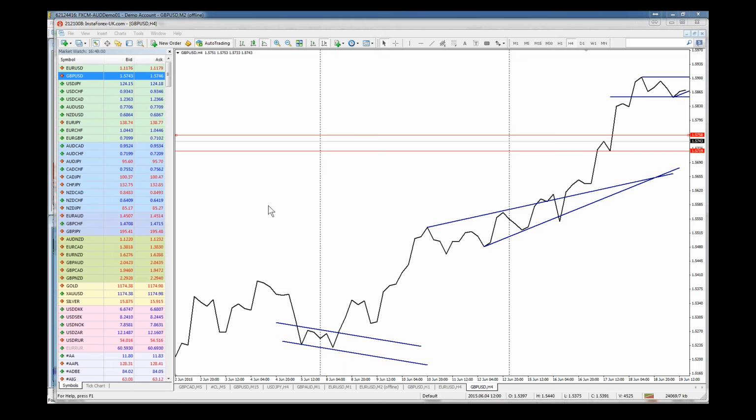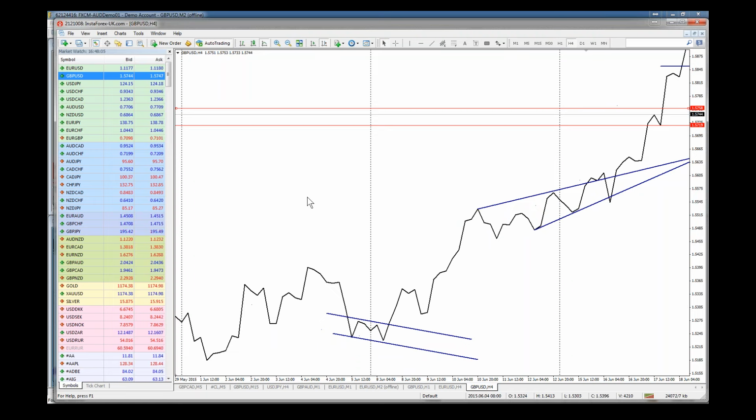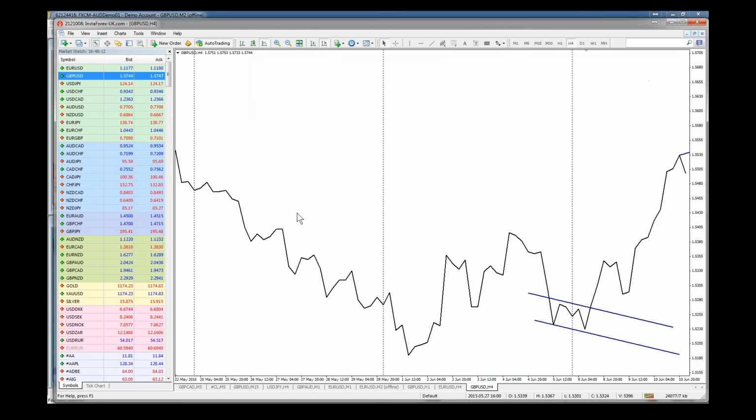So I've tried to find things that are universal. Every platform has a MACD. Every platform has a stochastic or an RSI, that kind of thing.